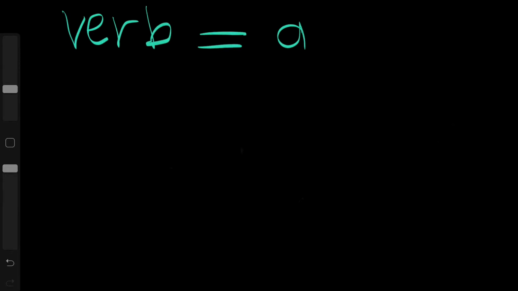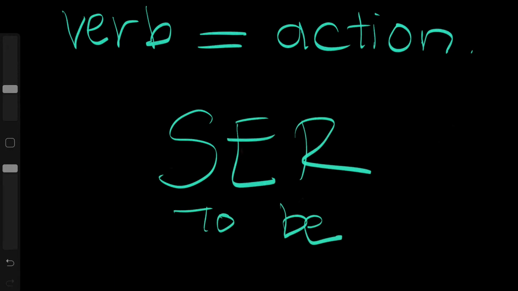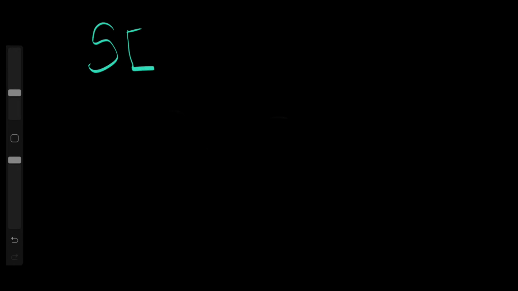Now that we know what subject pronouns are, let's take a look at how subject pronouns work with a verb. A verb is the grammatical term for an action. Any action that you can imagine people or things doing is a verb. The first verb we're going to learn is the verb ser, which means to be. This verb, as seen here, is in its infinitive form, meaning that no one is doing this action yet.